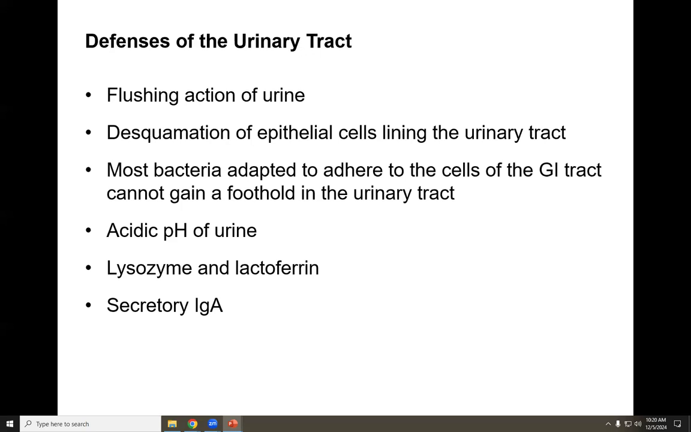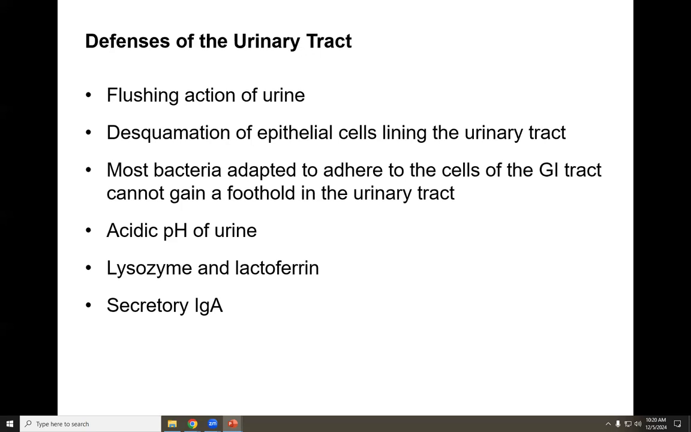Bacteria that are usually adapted for the GI tract don't have to worry about as much of the flushing action. So most of them can't adhere well to the surface of the urinary tract. However, we've already met the diffusely adherent E. coli in the previous chapter, so we kind of know what to expect for that. But that's how come E. coli can become our number one cause for urinary tract infections.